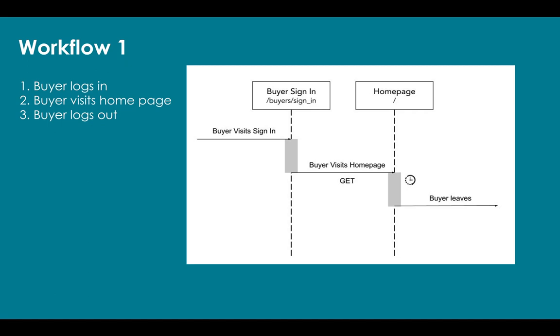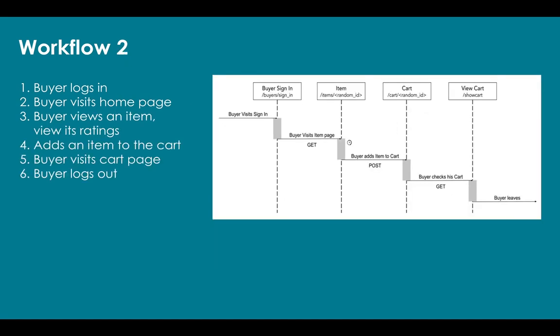So this is our first workflow where a buyer logs in, visits his home page, browses random items and logs out. This is workflow 2 where the buyer logs in, views an item and its rating and then adds it to the cart. Finally, he visits the cart page and logs out.